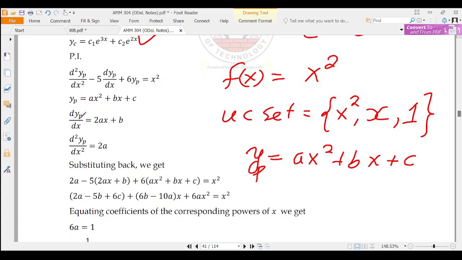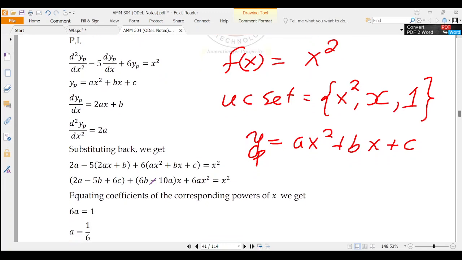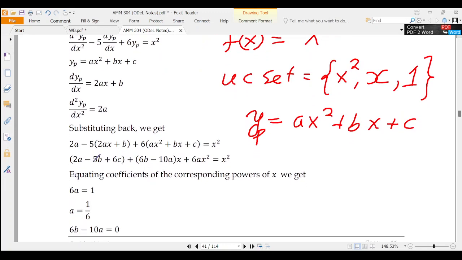Then we differentiate yp with respect to x to get 2ax plus b. The second derivative is 2a. We now substitute: d squared y by dx squared is 2a, the first derivative is 2ax plus b, and yp is this function. So we substitute and simplify.